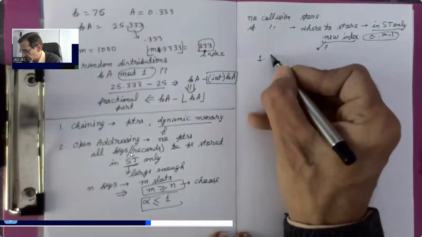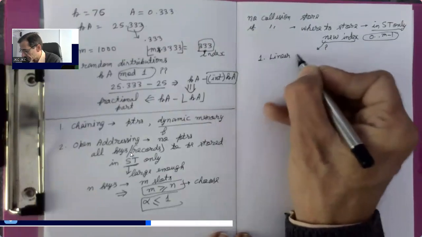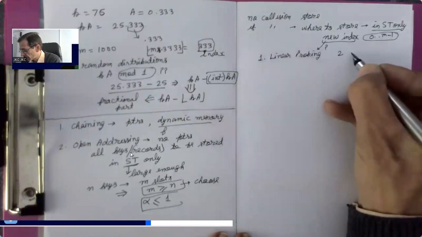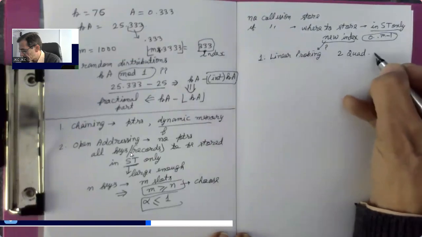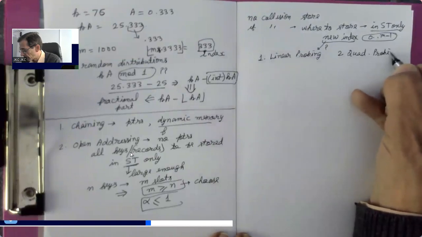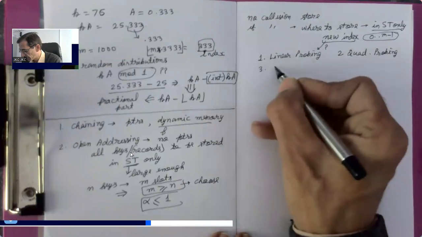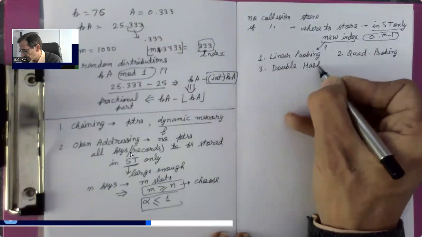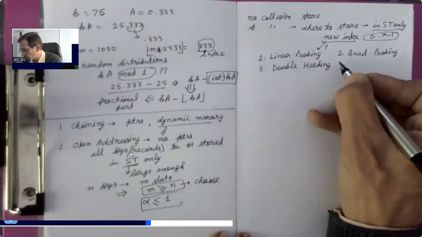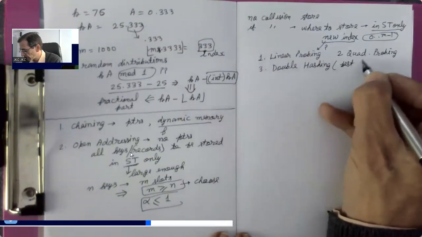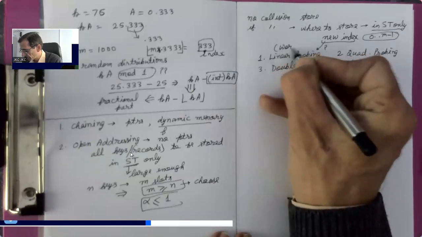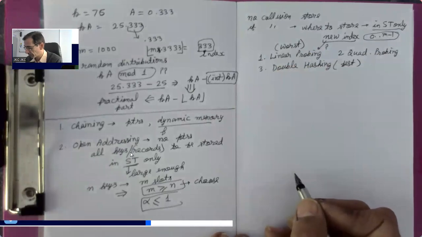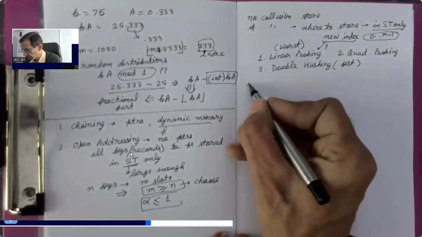One method is known as linear probing. Second method is known as quadratic probing. And third method is called double hashing. So we will see their pros and cons one by one, but of course, this is best out of all three, and linear probing is worst out of all three. And why? We will understand once we know their working. So let's go one by one. Linear probing.